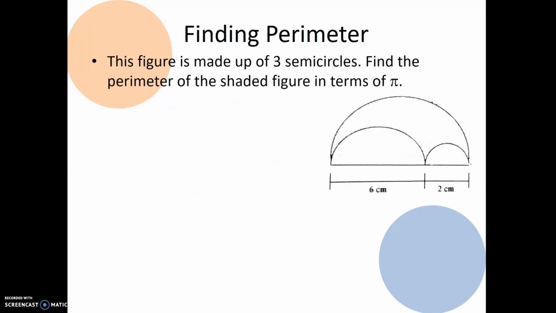All right, let's do this problem. A figure is made up of 3 semicircles. Find the perimeter of the shaded figure in terms of pi. Go ahead and pause the video and then come back and check your work.